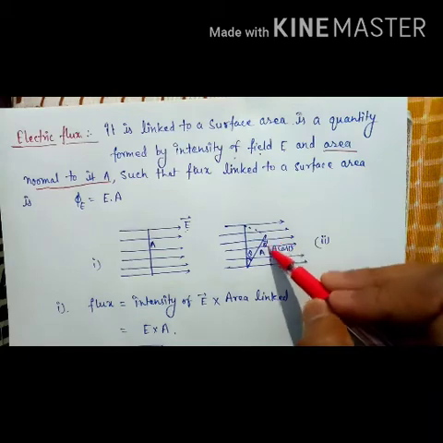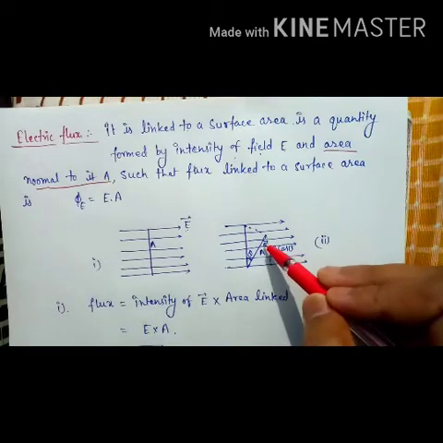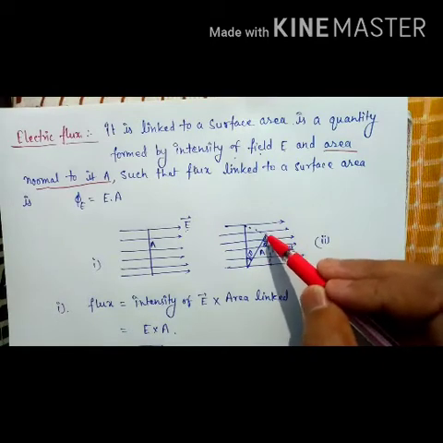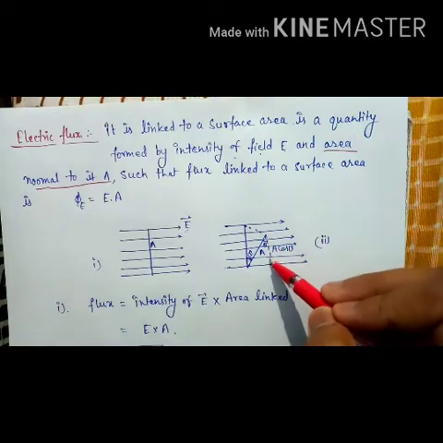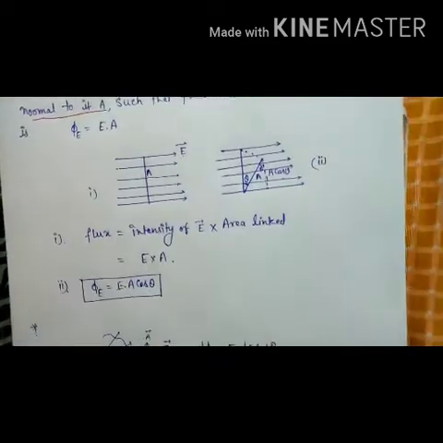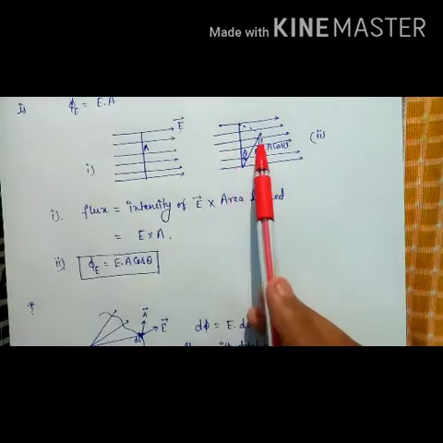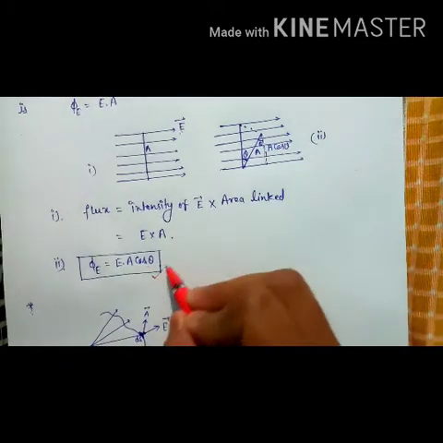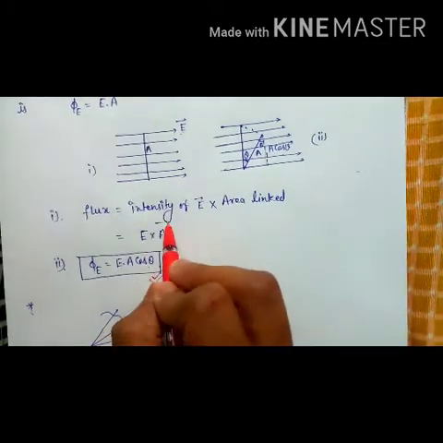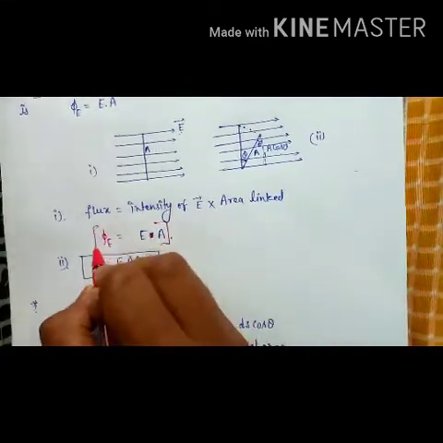Now, what is the value of this line? Whenever a line is along the angle theta, that should be A cos theta. Now we have flux is equal to E dot A cos theta. So phi E is equal to E dot A cos theta. This is the expression we got after tilting the area. But in general, we have the formula phi E is equal to E dot A.